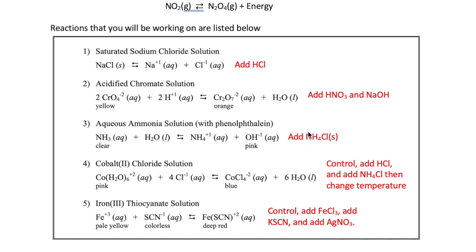You're going to add a solid to this and then mix it. The solid is ammonium chloride, and you want to see which way it shifts to. And again, all you have to do is see, is it pink or is it less pink, right? Because that makes it clear which way it's shifting.